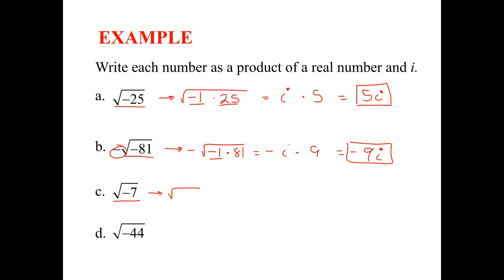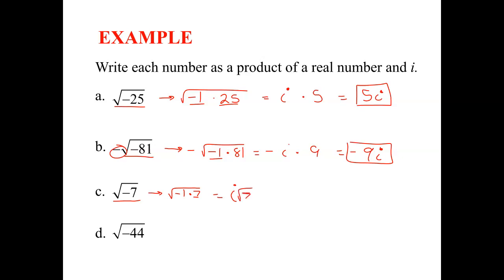Break apart square root of negative 7. Negative 1 times 7. Good. Okay? Can I simplify the square root of 7? No, so it's just going to stay in there. Alright? But I can still get rid of the negative 1 in the radical by writing it as the imaginary unit times the square root of 7.